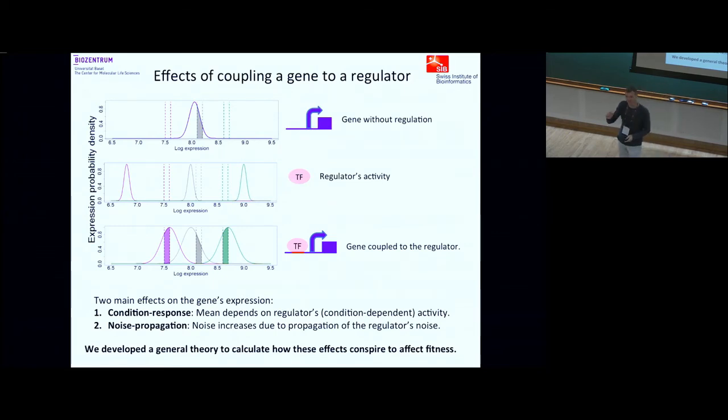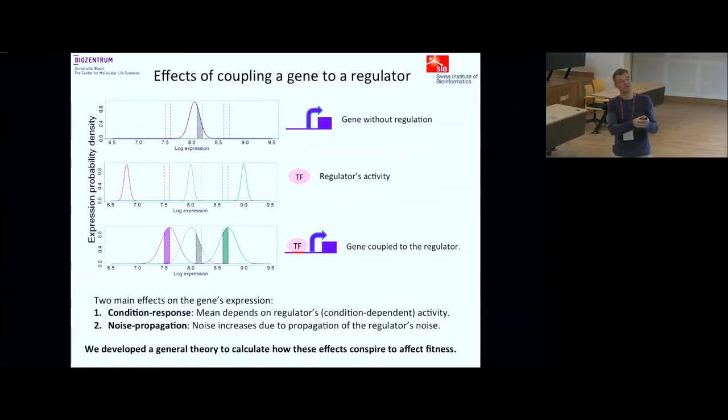But I want to now stop for a second and make you realize that when I do this, when I couple the target gene to this transcription factor, 2 things happen. First of all, the mean of the promoter's expression level becomes a function of the mean of the transcription factor in that condition. I call that the condition response, and that's how we typically think of gene regulation. When the transcription factor goes up, the target goes up. When it goes down, the target goes down.